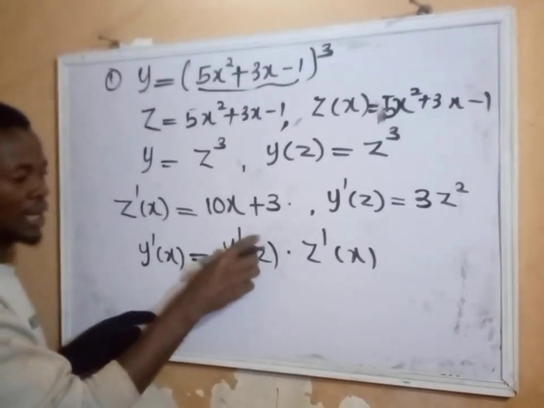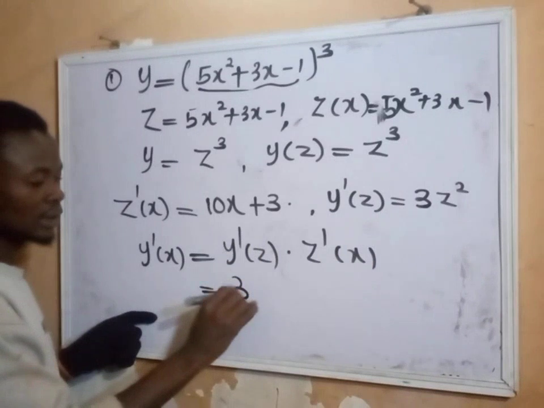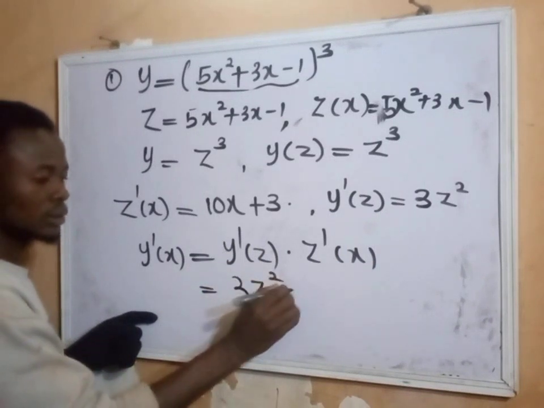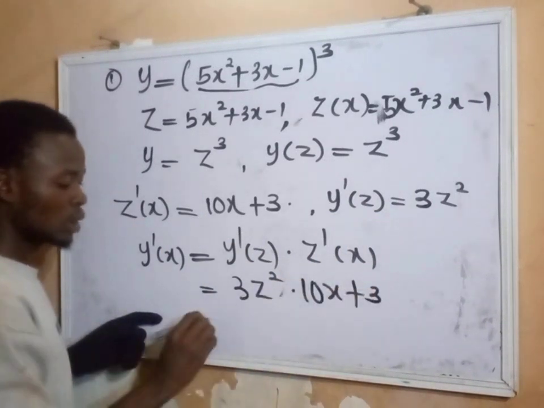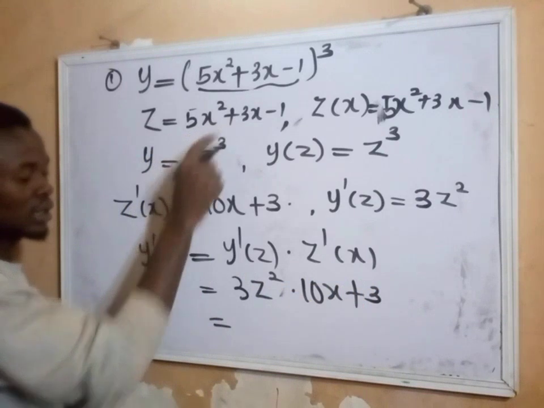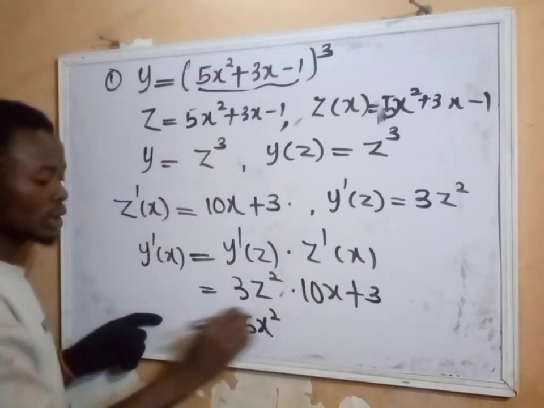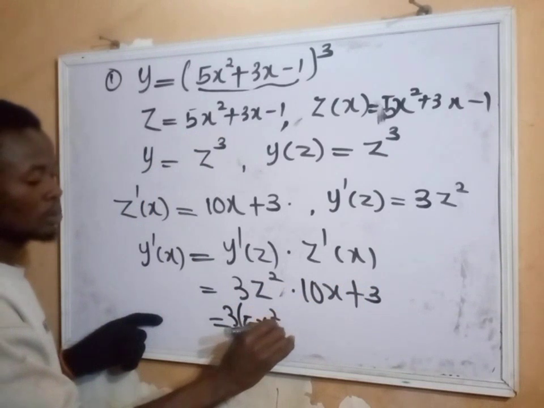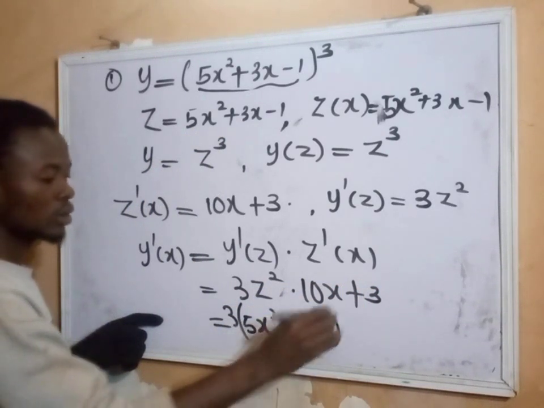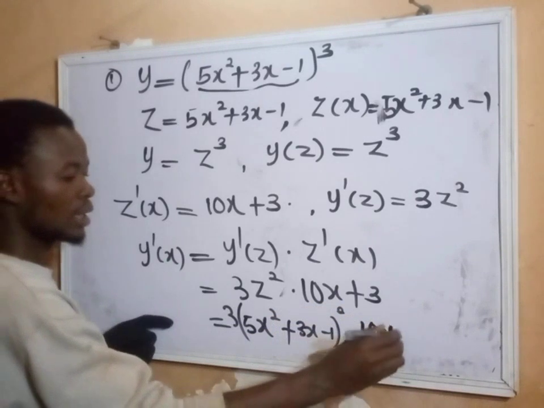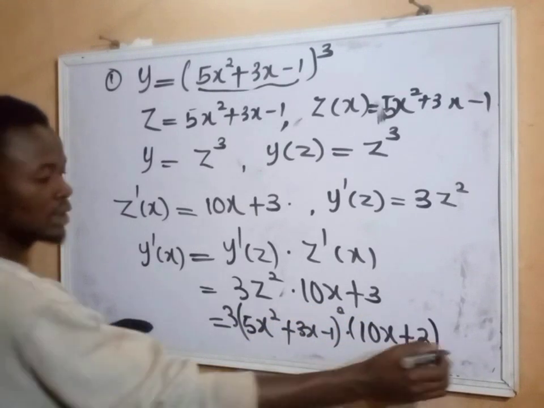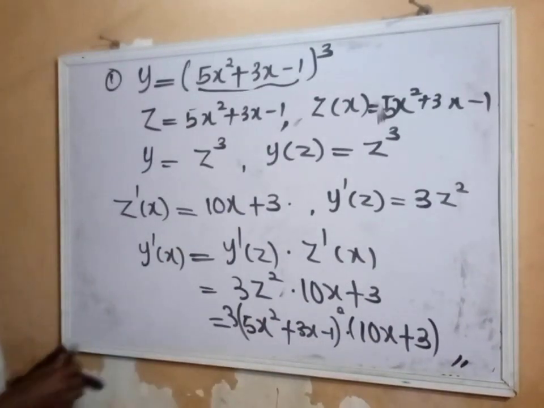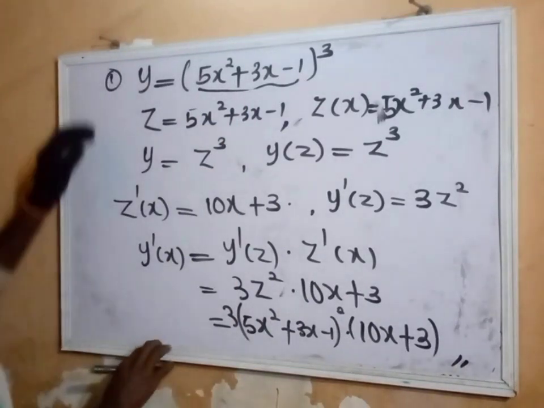So then what is y prime of z? That is 3z squared dot, then what is this? We are going to have 10x plus 3. But remember that the z, we have let it be 5x squared plus 3x minus 1. So don't forget this 3, and create a bracket, 5x squared plus 3x minus 1, all squared, dot 10x plus 3. So you can create brackets for this. So here is the derivative of this particular function. Clear? Okay, if this is clear, let's see another example.